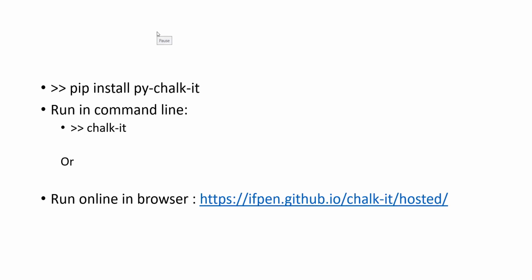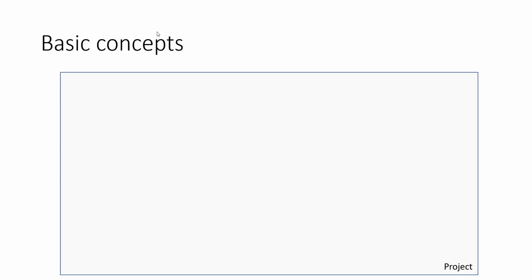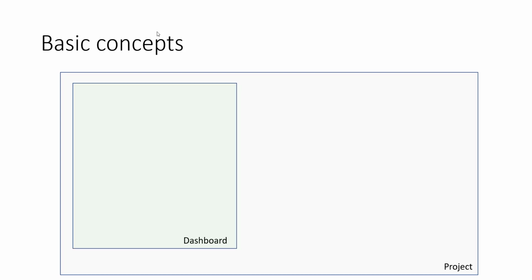Okay, let's now dive into the details of how such a dashboard can be easily made. You can easily install Toolkit using pip and then run it in the command line, or use the online hosted version in your browser. So let's now dive into the tool. Toolkit is a document-oriented tool. So all your work is stored in a project, which is similar to the ipynb file format of a Jupyter notebook. The project contains a dashboard, which is built using drag and drop.